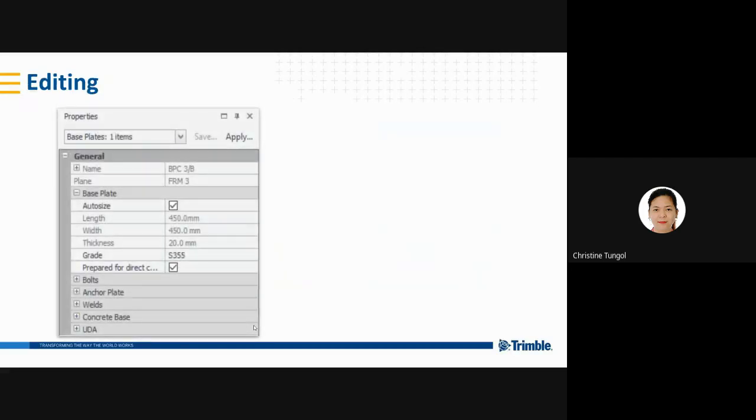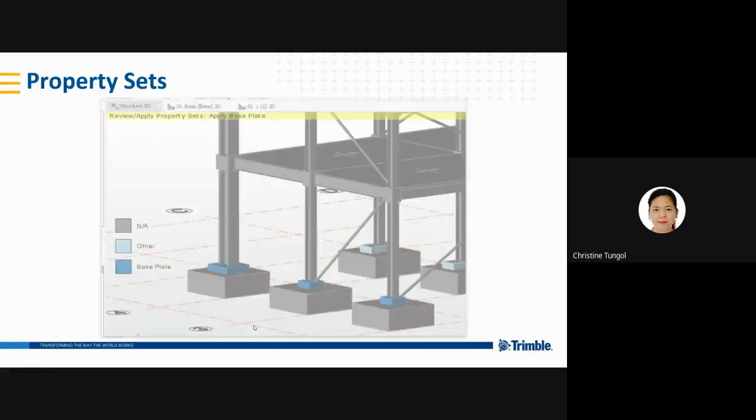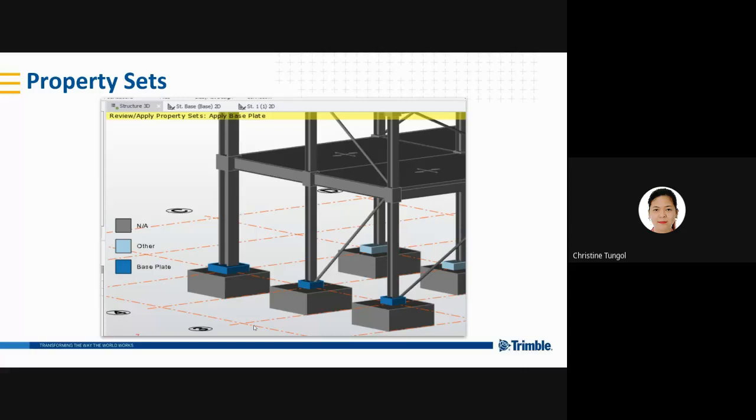Base plates can be edited using the properties window and the edit dialog box. Multiple base plates can be selected at once and their properties edited in the properties window simultaneously. Property sets can be created and applied to base plates just like other objects in Tekla Structural Designer. Users can select multiple base plates at once and apply a property set using the properties window. Base plate property sets can be reviewed in the property set show alter state.